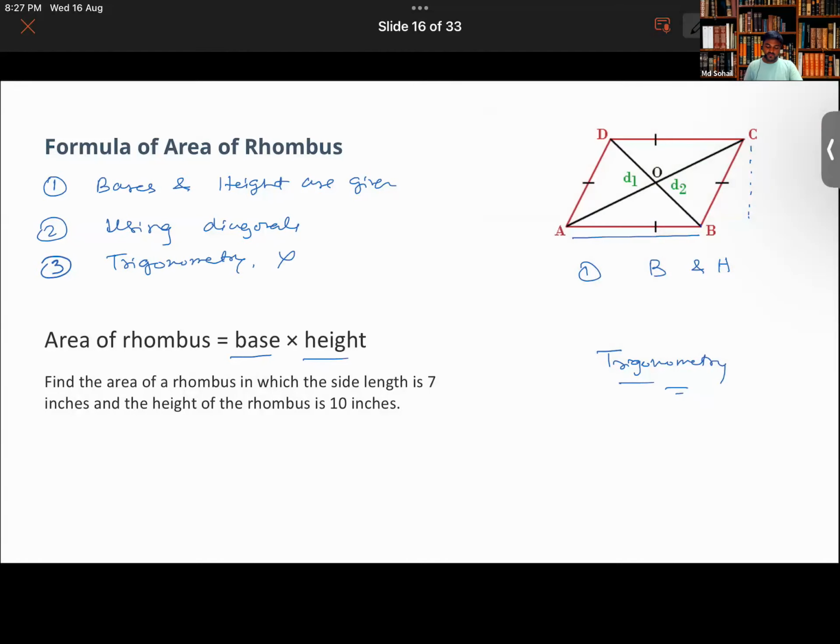Okay. So for the simple formula, area of a rhombus equals base into height. You are to find the area of a rhombus in which base and height are given as follows. So quickly find the answer. What is the answer going to be? 70 square inches. Right. 70 what? 70 square inches. Yes. Okay, that was very simple.